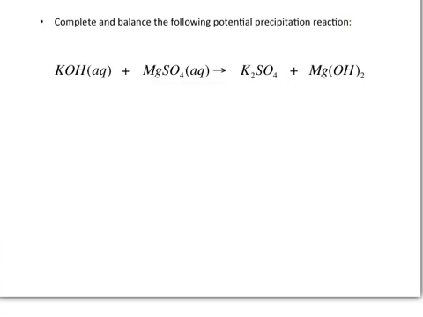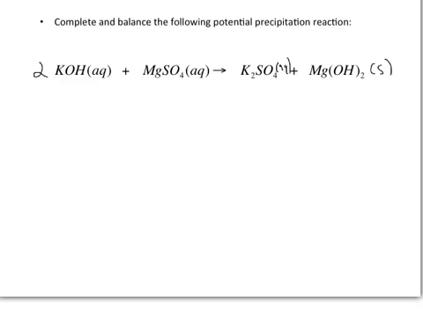So if I do my equation, and I have my products typed out here, we know that potassium sulfate was going to be aqueous. The magnesium hydroxide is insoluble, so it's going to be a solid. And then the last thing I need to do is balance my equation. To balance this, all I need to do is put a 2 in front of the potassium hydroxide. And so I have predicted the products and balanced this chemical equation.